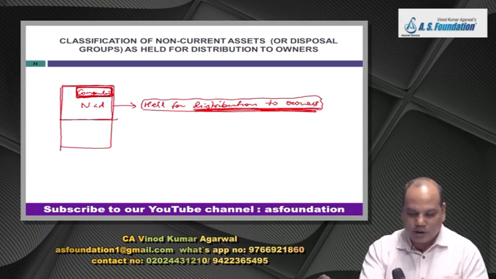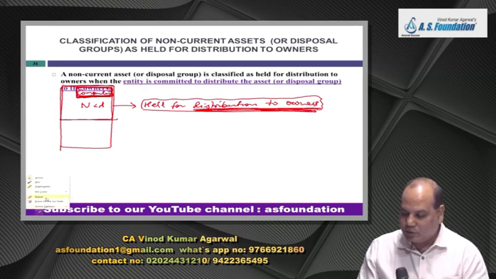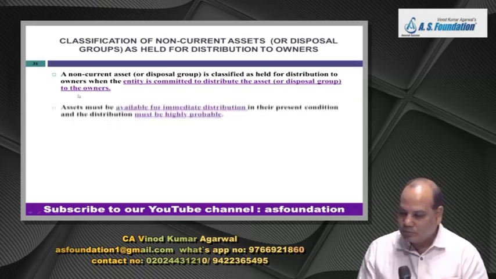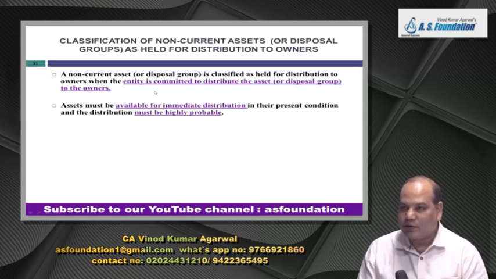What about the further accounting treatment? It is similar to non-current asset held for sale. So let us see the provision governing non-current asset held for distribution to owner, where some asset may be distributed to owner in the form of dividend. But till that time it is distributed, how will you do the accounting? A non-current asset is classified as held for distribution to owner when the entity is committed to distribute the asset to the owner group. Now, what are the conditions you will check to know whether this asset is available for distribution to owner? Asset must be available for immediate distribution in their present condition, and the distribution must be highly probable. So this word sale is substituted by distribution.